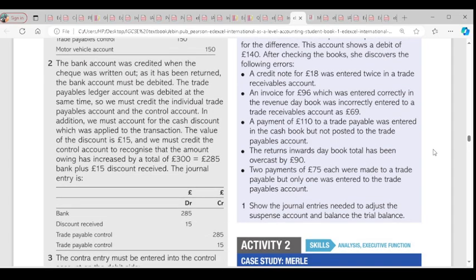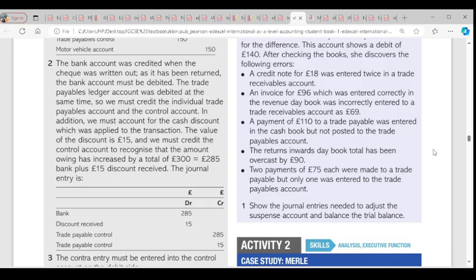The third one, a payment of 110 to a trade payable was entered in the cash book, but not posted to the trade payables account. So the transaction in the cash book was done correctly, but it is not recorded in the trade payables account. So that means the trade payable account will have the debit entry, and the suspense account will have a credit entry for 110.